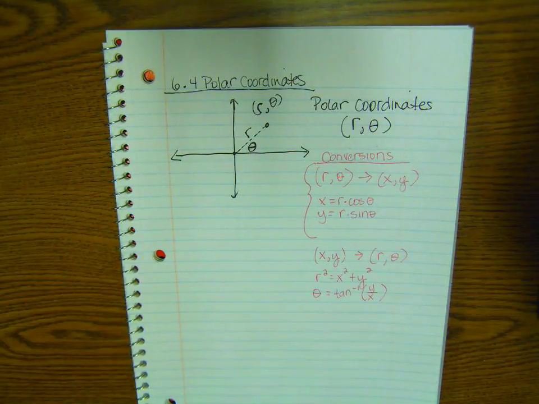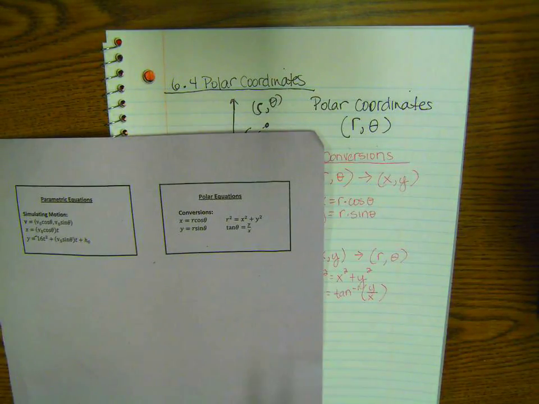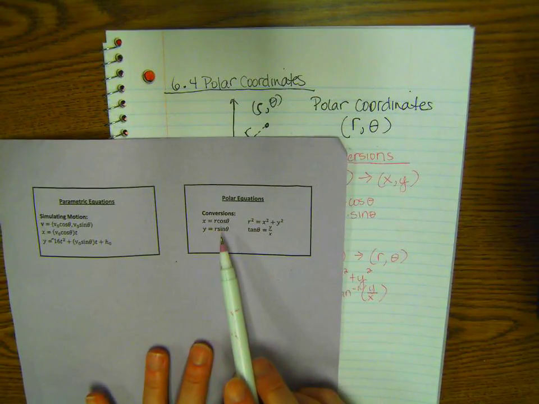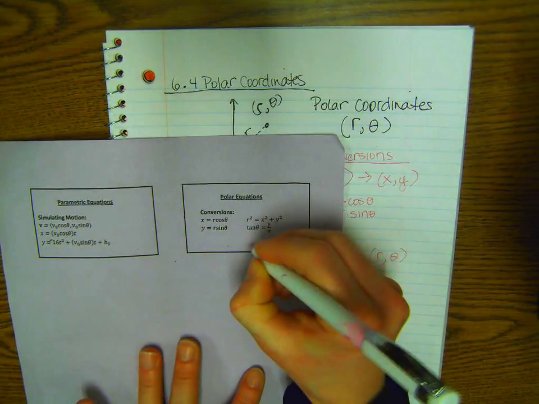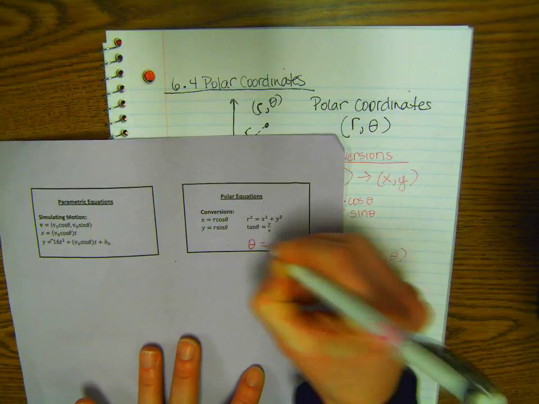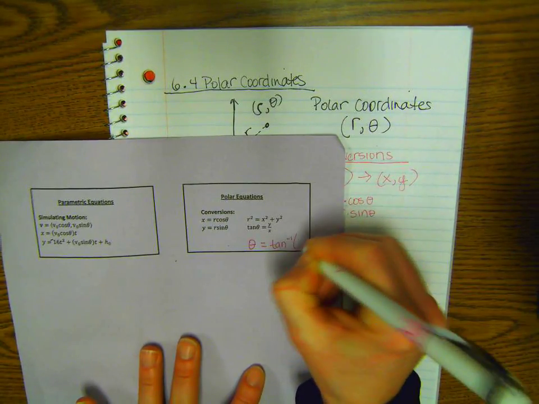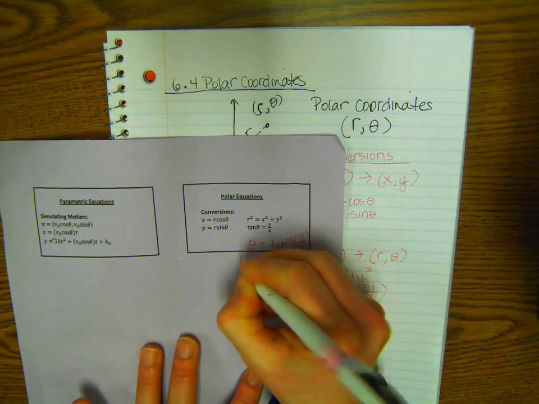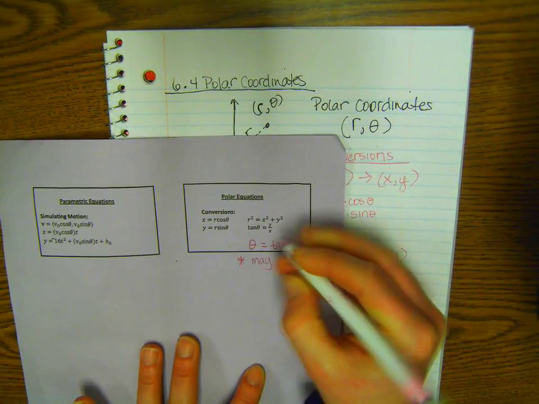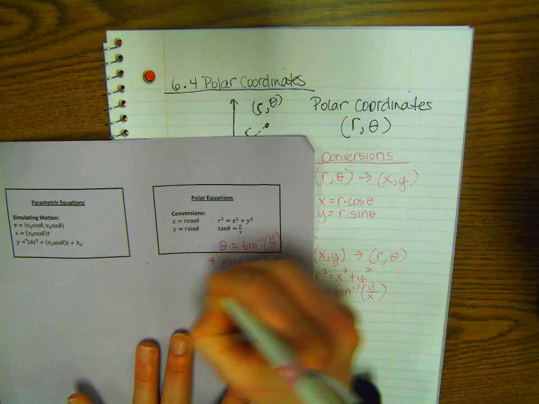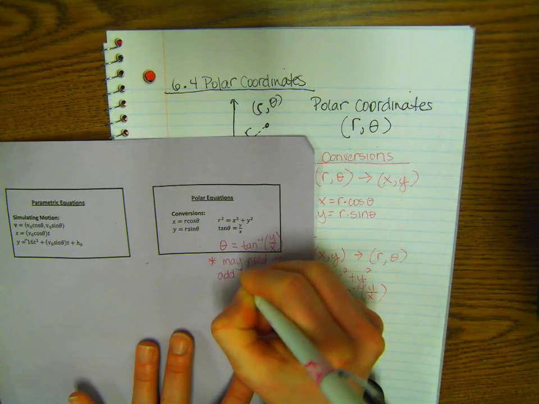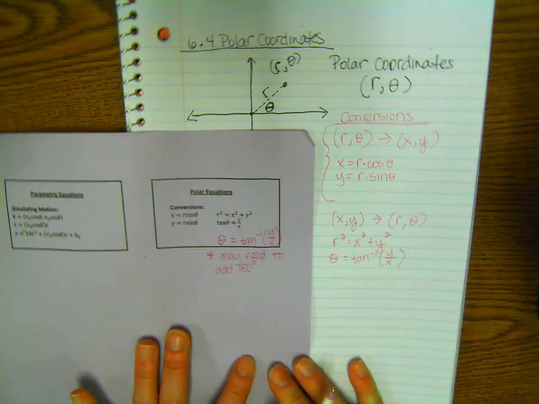Let's just check on our formula sheet that we have those things written down. Okay, so there's my conversions for x and y. And this I wrote tangent of theta equals y over x, so just to make sure that we understand that means theta is tan inverse of y over x, we can add that in. We may need to add 180 degrees.